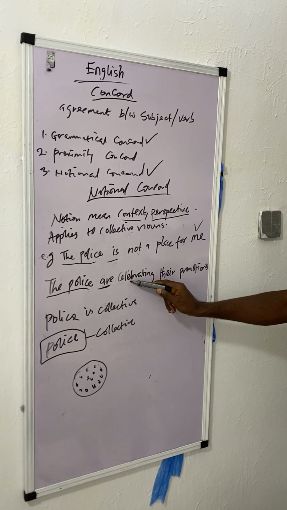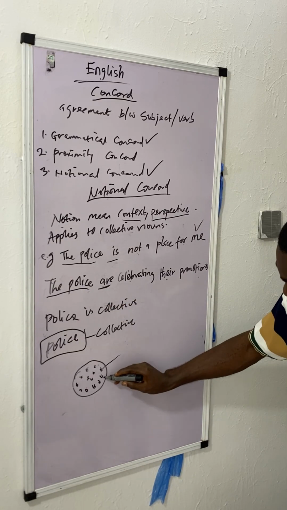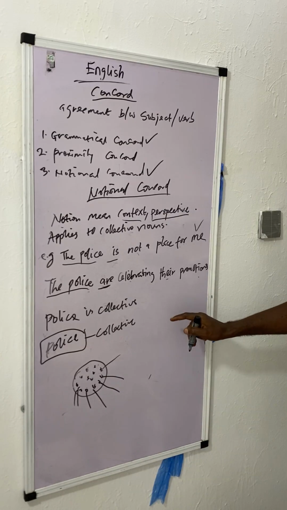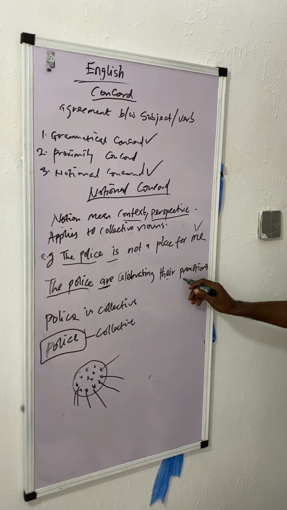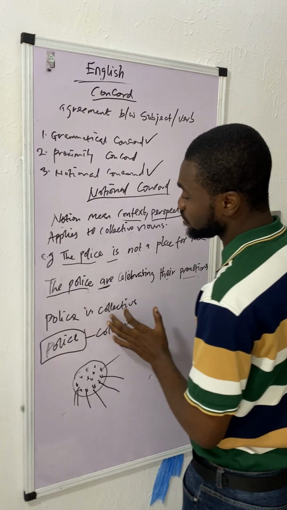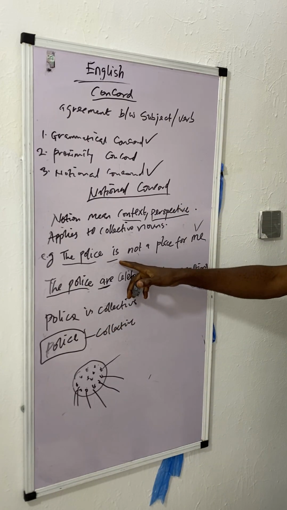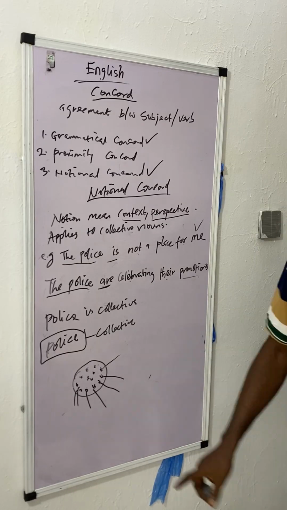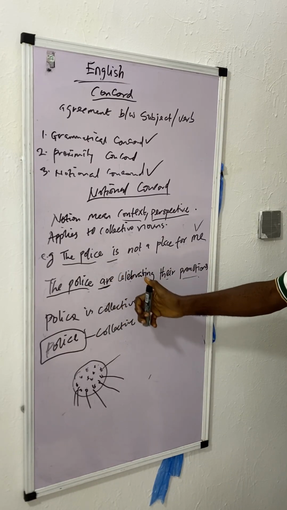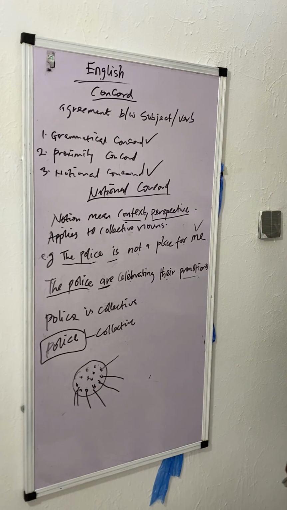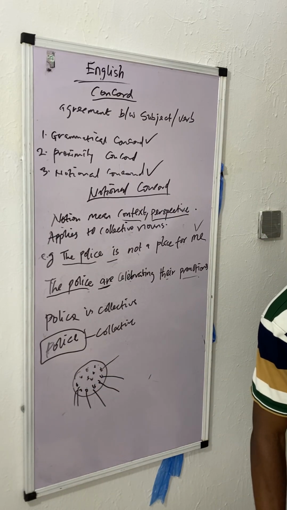So when we say the police are celebrating their promotions, it means that each member of the police entity is personally celebrating his or her promotion. That's the difference in notion. When we use a plural verb, we are referring to each member of the entity. When we use a singular verb, we are referring to the whole entity. So that's that for notional concord.